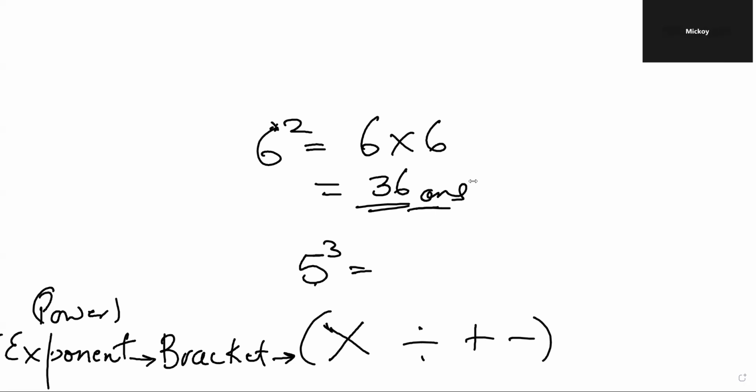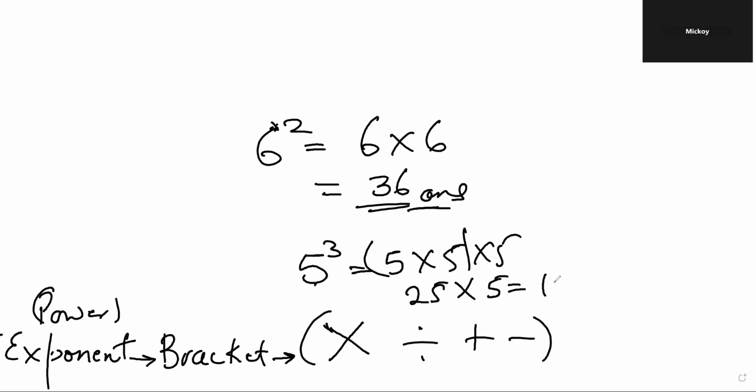Not hearing Mikai. All right. Casey Allen, go ahead. Yes, go ahead, Mikai. We're hearing you now. Go ahead. 5 raised to the third power: you multiply 5 by itself 3 times, and 5 times 5 equals 25. So then you now do 25 times 5, which equals 125.